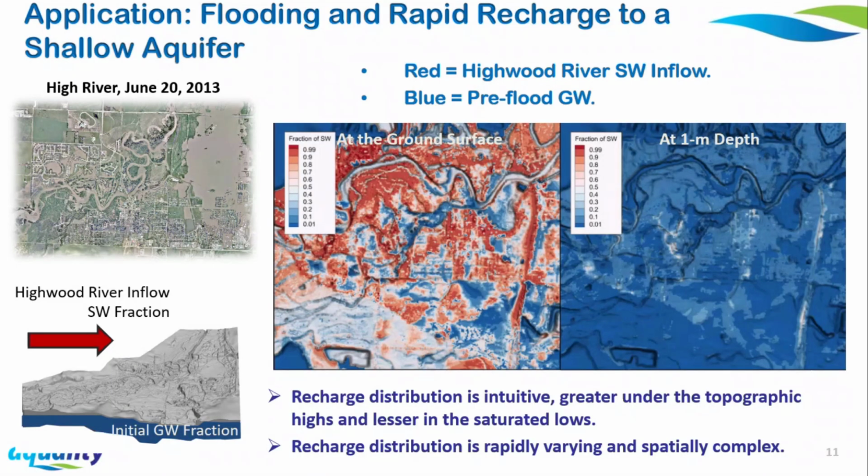And so the initial water table depth was about 2 meters in this case. So at 1 meter depth, the proportion of surface water recharging the water table is much lower than at surface. I think that makes sense because there's all the antecedent water. It was quite wet ahead of this flood event. So the point I want to make here is that the distribution of infiltrating water changes with depth, and the spatial distribution is very complex and rapidly varying.